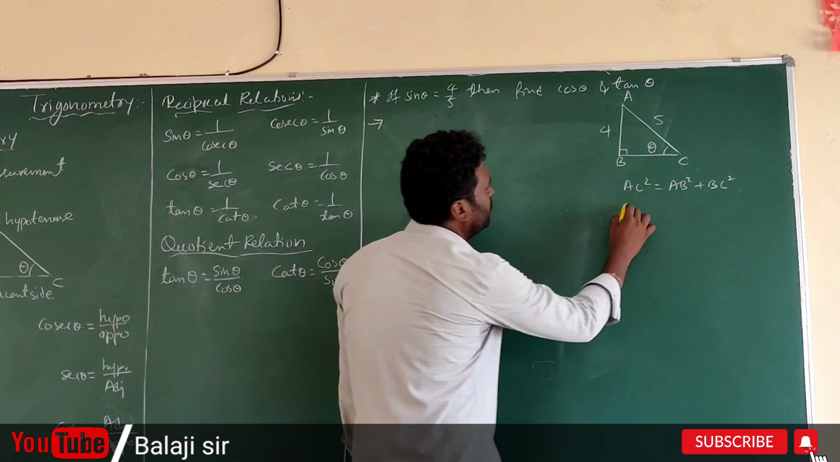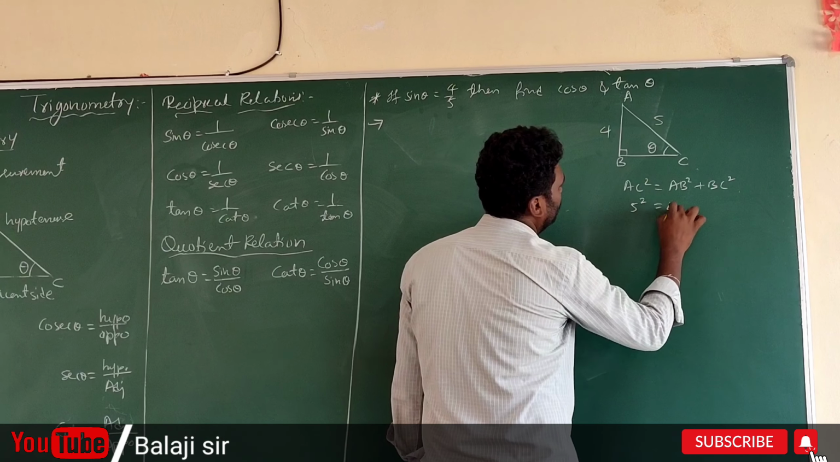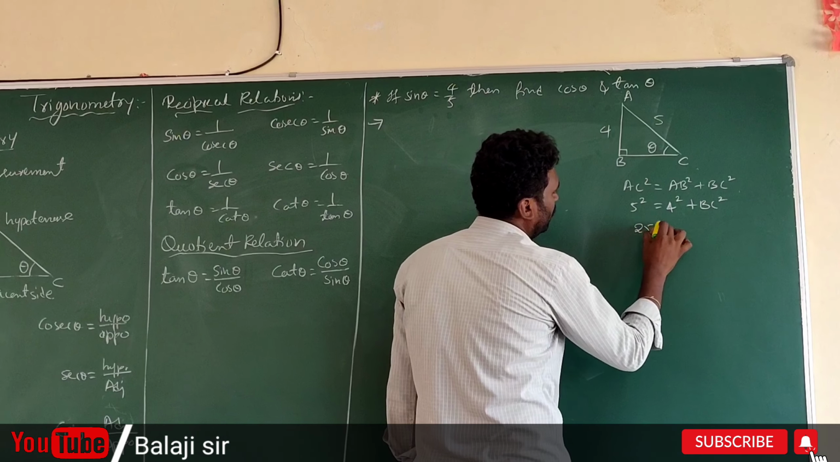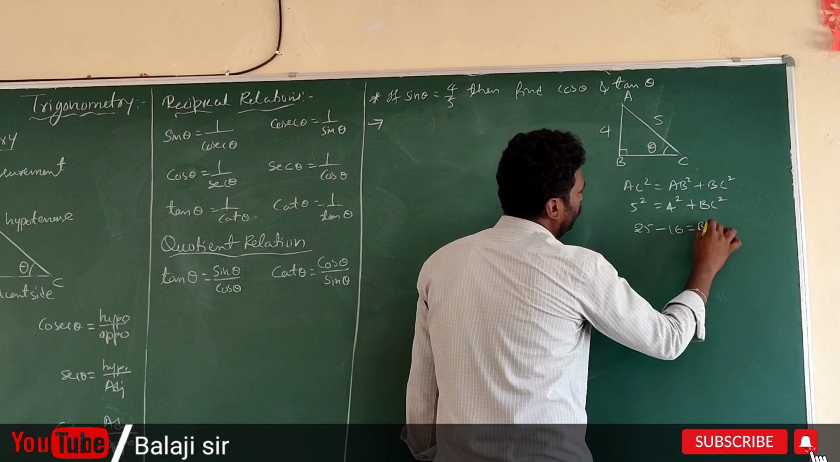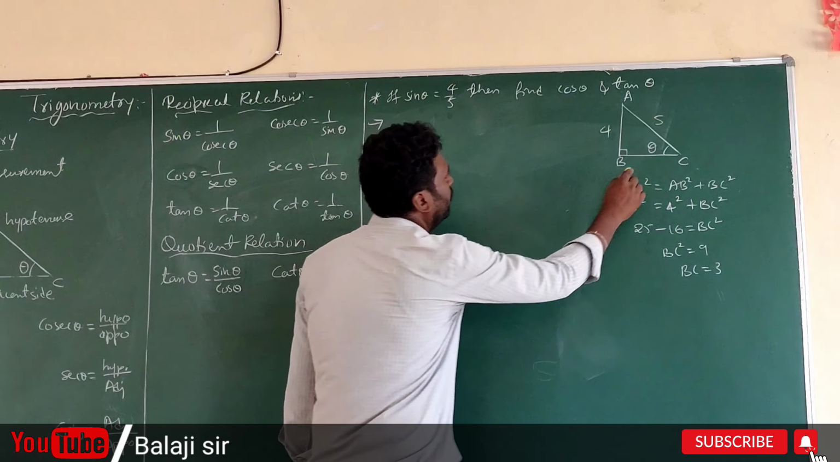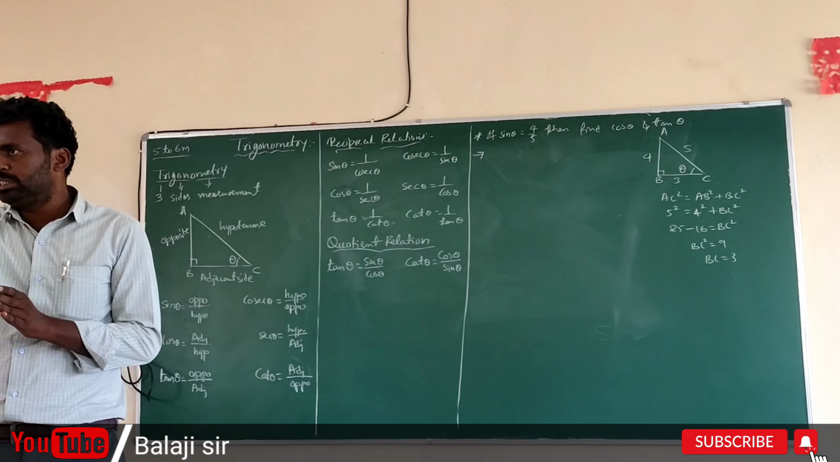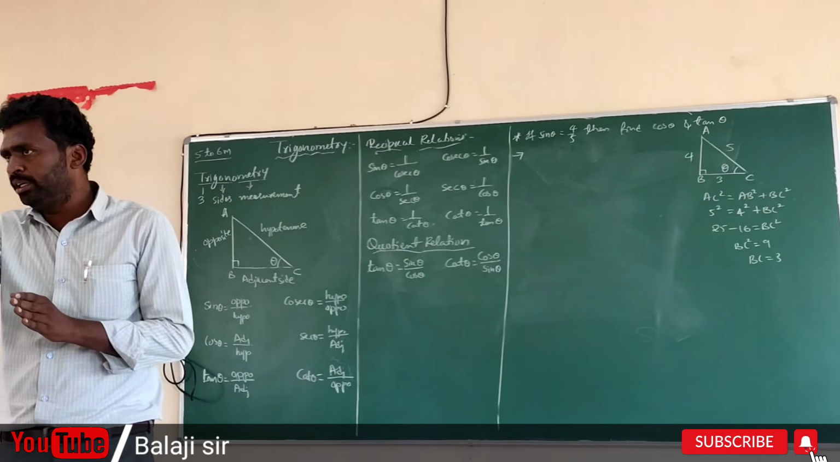Now AC is how much? 5. AB is 4. So 5 square, 25, minus 4 square, 16, is equal to BC square, which is 9. BC is equal to how much? 3. Once you have got the third side, we were knowing only two sides, we are able to find out the rest of the trigonometric ratios.